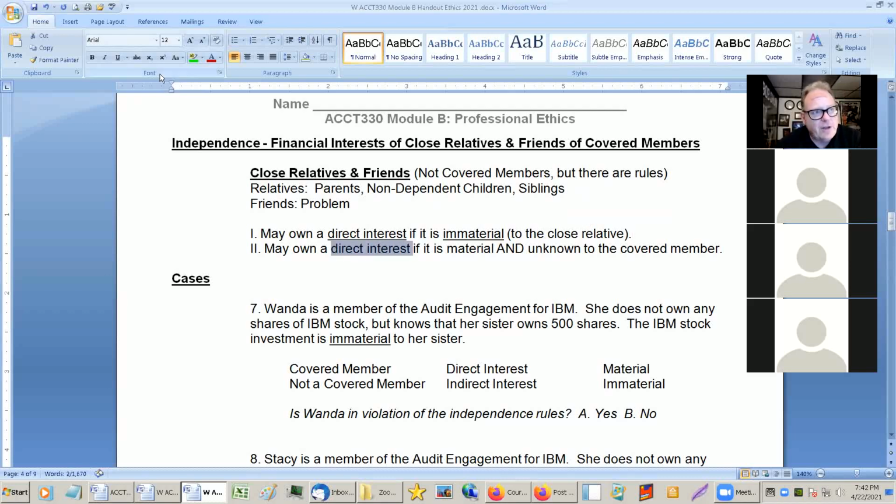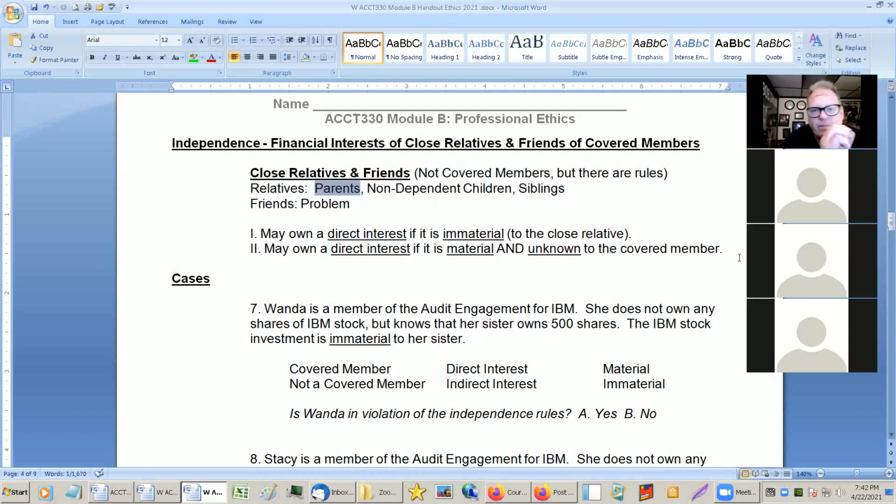Okay, it can be a direct interest and material if it is unknown to the covered member. And if you think about it, if they don't know about it, it can't influence them. But here's the thing that's different about immediate family members. When it comes to relatives, siblings, there are people that haven't talked to their father in 30 years. Their father might own a direct material interest in IBM. They haven't talked to him in 30 years, no plans on talking to him in 30 more.